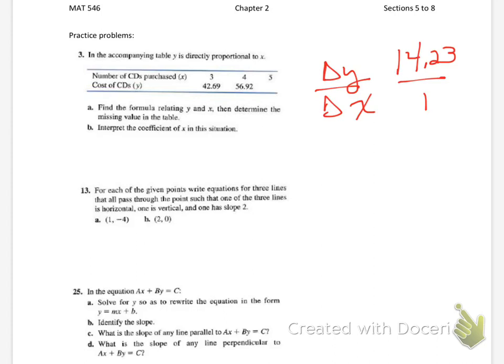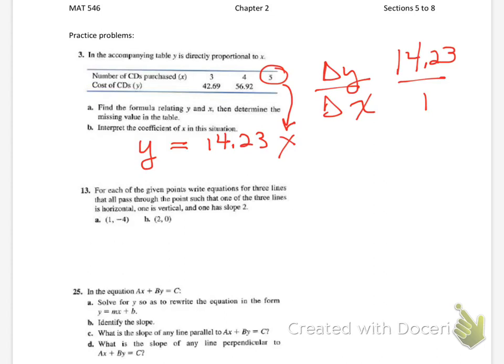So what does that mean? Interpret the coefficient of x in this situation. So that coefficient means that when you purchase one additional CD, it costs you $14.23 more. So that means that you can figure out a proportionality. So you have y, which is your cost, equals 14.23x. So to get this 5 value, plug in a 5 here and solve for your y.